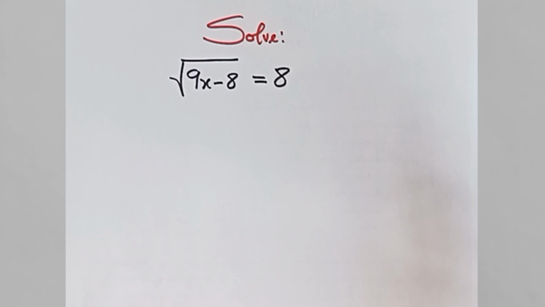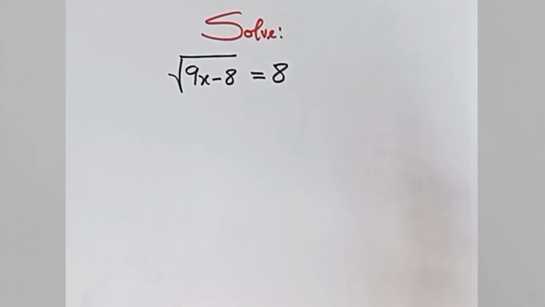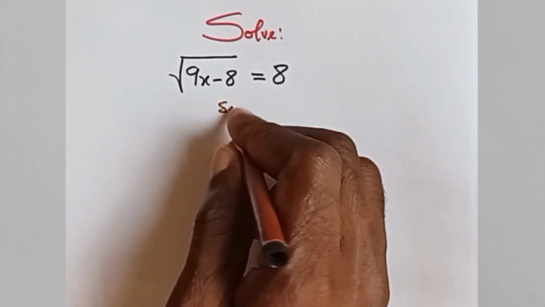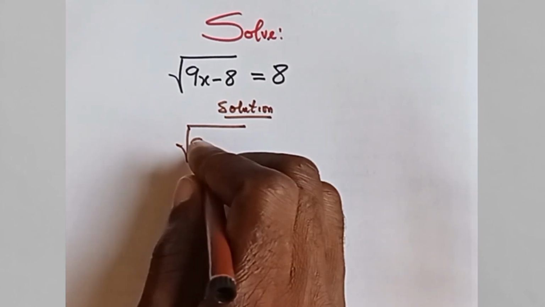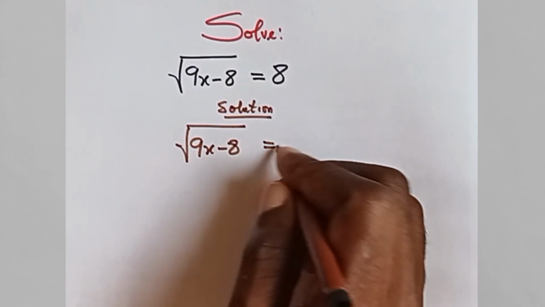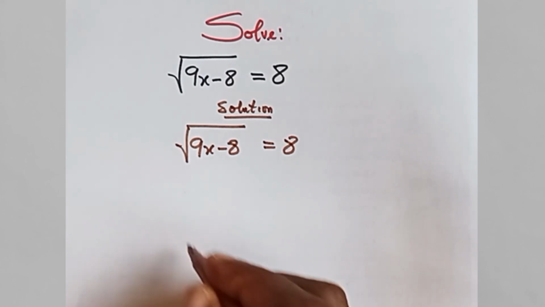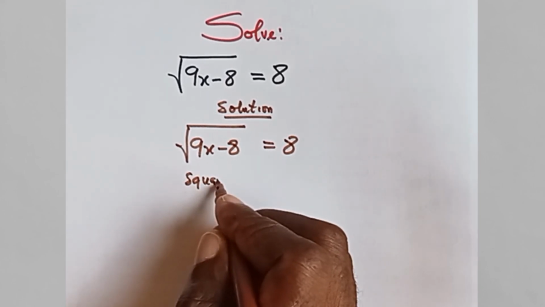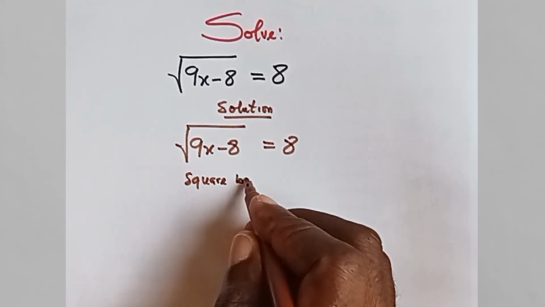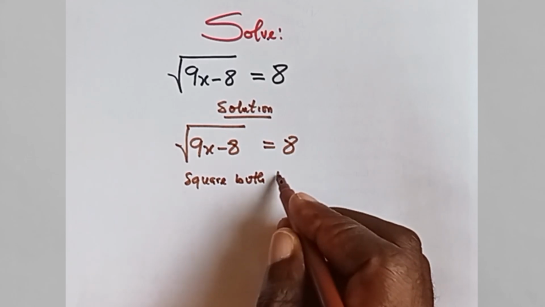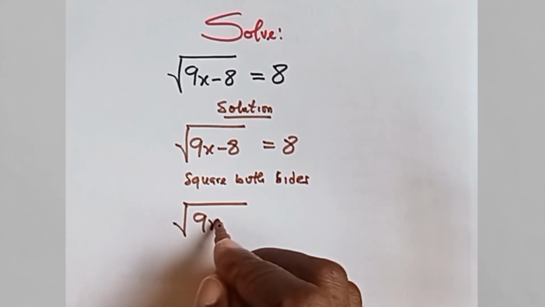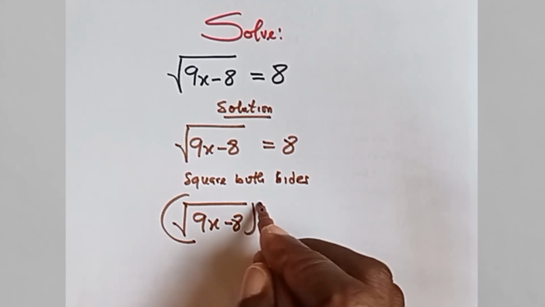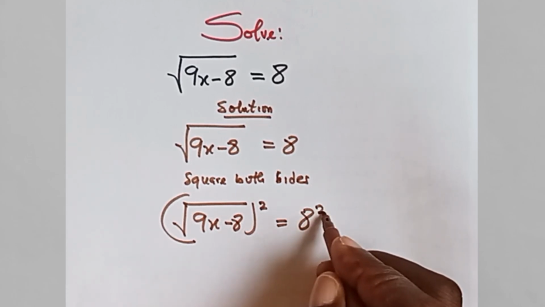All right, so let's look at another radical equation. We have square root of 9x minus 8 equals 8. The first thing to do is to square both sides so that the square root can disappear. Square both sides. By the time we square both sides, this is what we have. You square this side and also square this side.